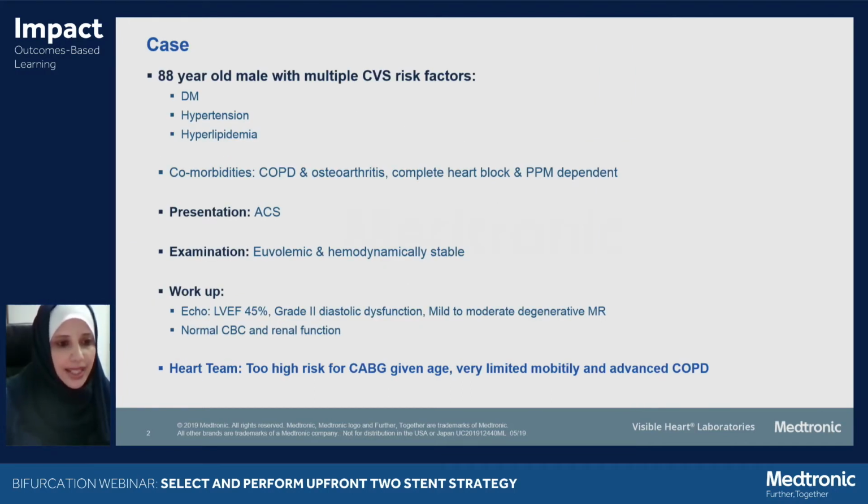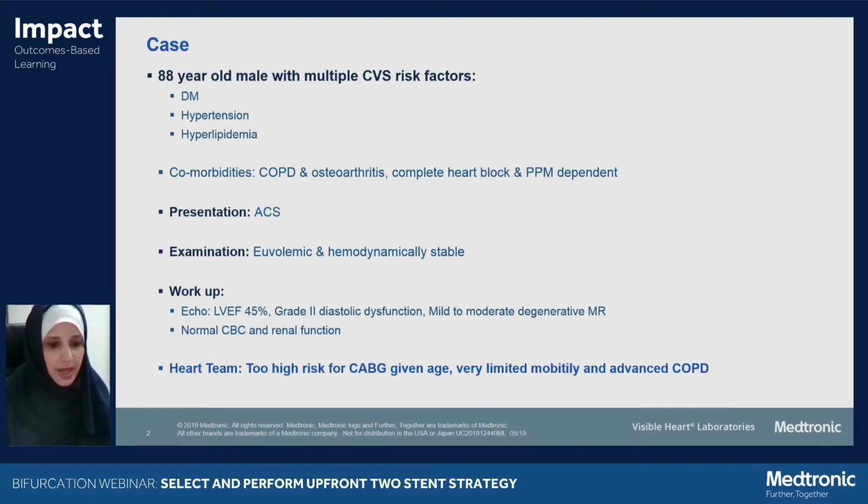So this is an 88-year-old gentleman. He has multiple cardiovascular risk factors: diabetes, hypertension, hyperlipidemia. He also has many comorbidities, including COPD, advanced osteoarthritis that has limited his mobility significantly, and he has complete heart block for which he is pacemaker dependent. He presented to our hospital with an acute coronary syndrome.